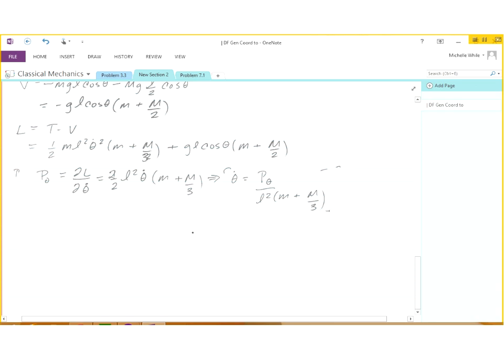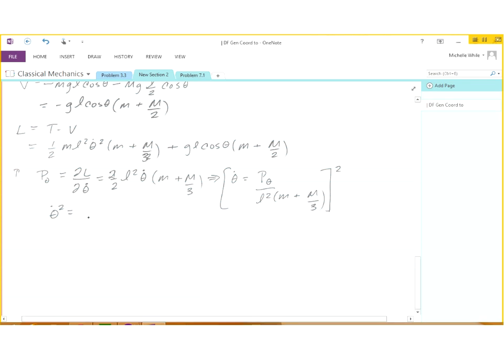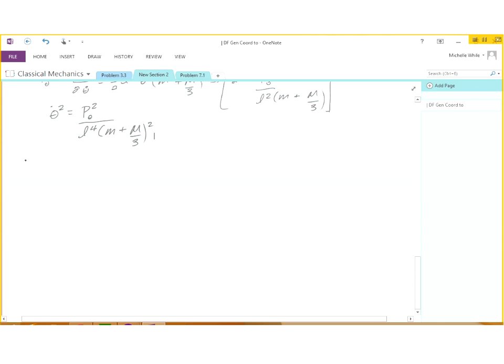Now I'm going to square this whole thing because, of course, we have a theta dot squared in the term, not just a theta dot. So theta dot squared is equal to our momentum squared over L to the fourth, m plus the rod mass term, squared.